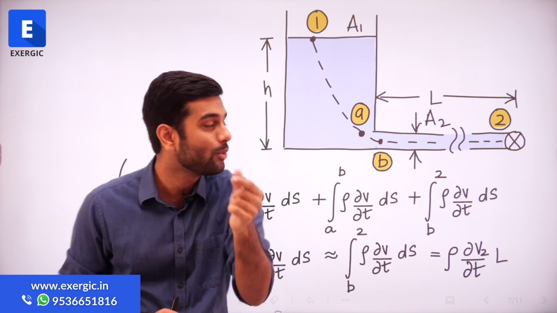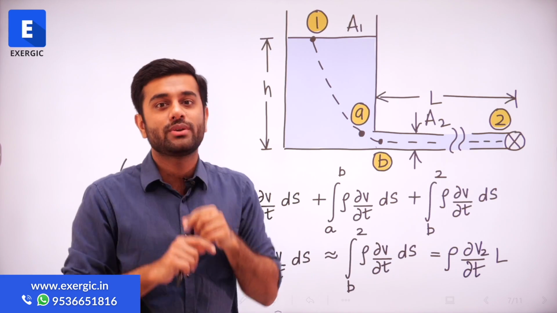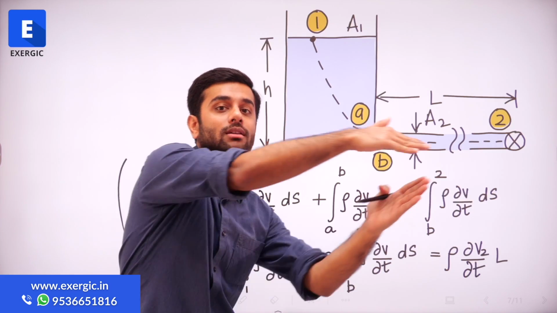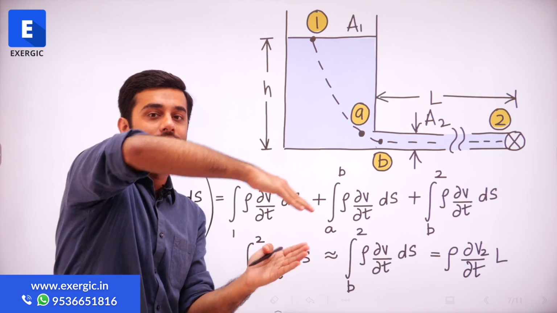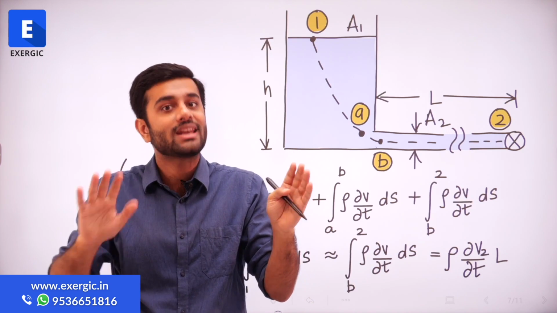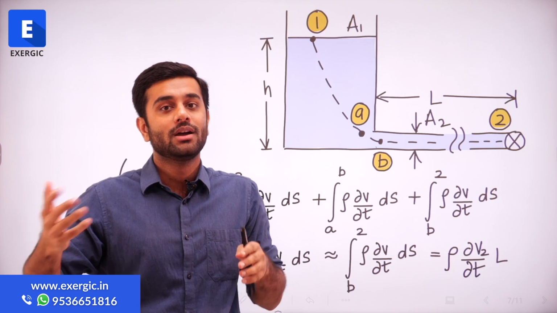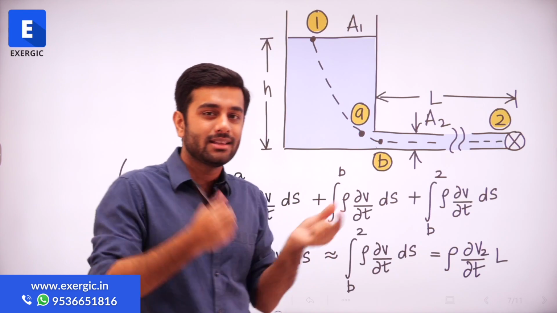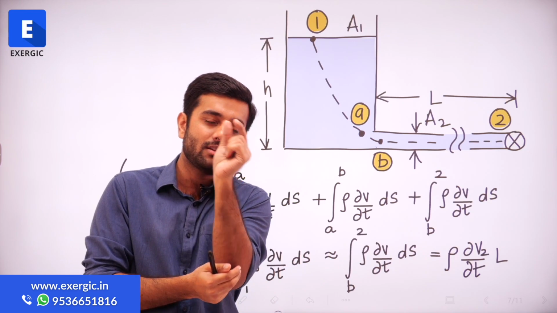ds is very small from A to B. They are very close to each other. If the entry was gradual, then A to B entry would have some considerable length. Then it would have been a complex problem. But in such case, entry is sudden. So length ds is very small.